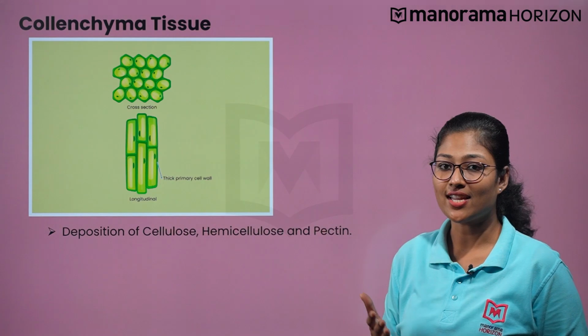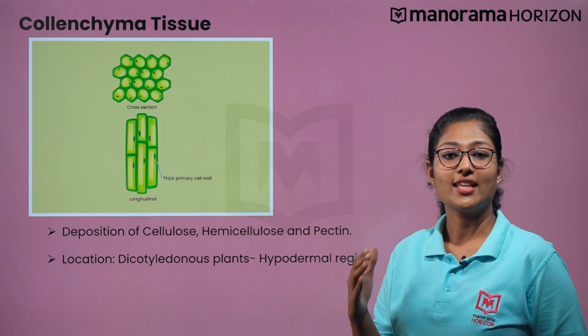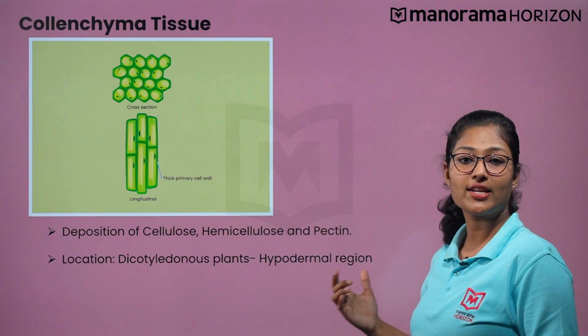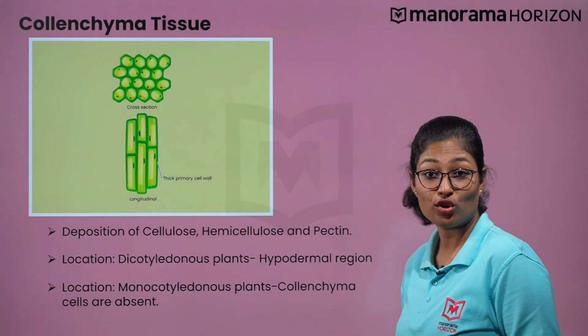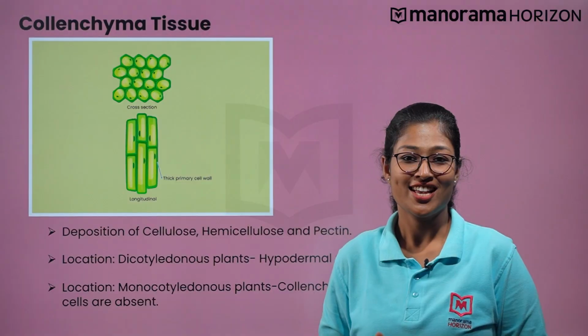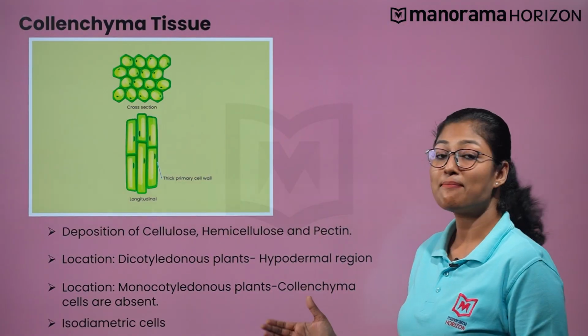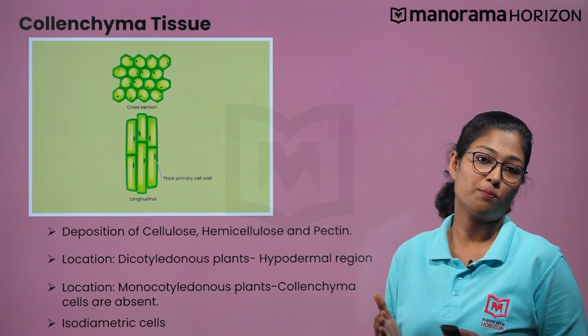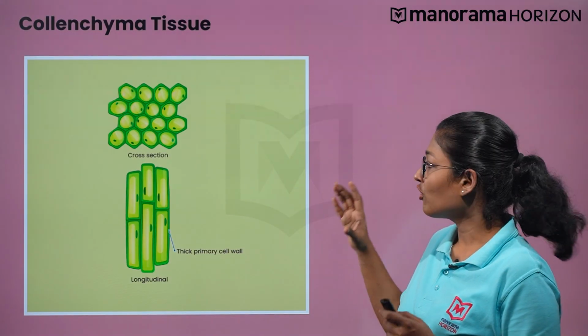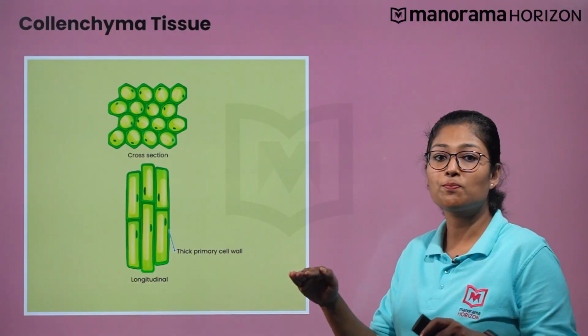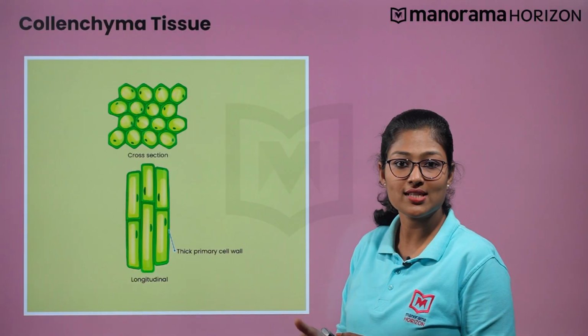And where are they seen? In dicots, they are seen in the hypodermal region, that is below the epidermis. In the case of monocots, they are absent. They are also isodiametric cells containing chloroplast. If you observe this image closely, you will see that there are no spaces between the cells, isn't it?